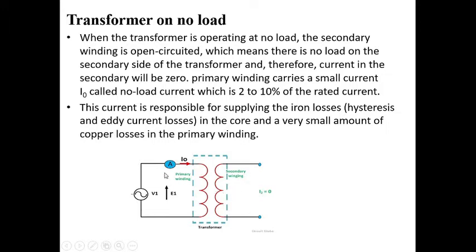The primary winding carries a small current I0, called the no load current, which is 2 to 10% of the rated current. This current is responsible for supplying the iron losses, that is hysteresis and eddy current losses, in the core, and a very small amount of copper loss in the primary winding. In the figure you can see the supply voltage, the primary is connected, and the secondary is open circuited. So this is the no load.